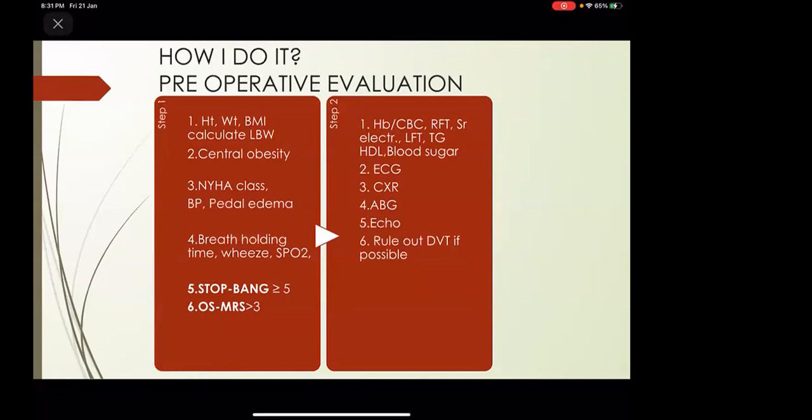disordered sleep breathing. In investigations, along with hemogram, I'll order RFT, LFTs, triglycerides, HDL, and blood sugar, ECG to see if there are any arrhythmias or ST-T changes, chest X-ray, and ABG to find out bicarb and CO2 levels. If a portable echo is available, it will give me a clue to LV dysfunction if it's there, and I'll rule out DVT clinically or if a Doppler sonography is at hand. Clinically, by tenderness, or if the calf circumference is more, or there is a high level of inactivity in the patient, then I'll be alert.